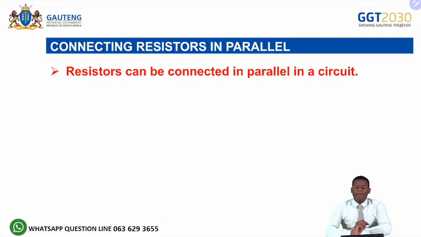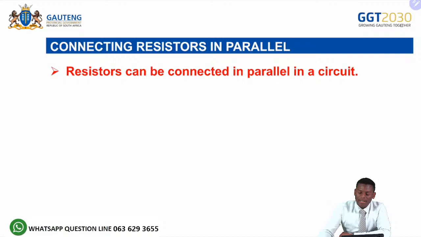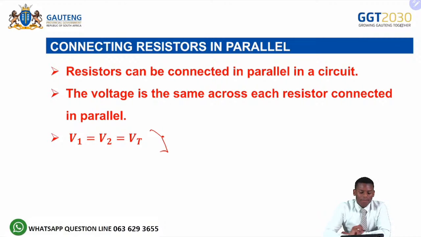Resistors can be connected in parallel in a circuit. Like I've mentioned on our previous diagram, bulbs can also act as resistors, and look at them here. They are connected in parallel. Also, the voltage is the same across each resistor connected in parallel, like we have mentioned. And there is our formula, or our example, saying voltage 1 equals V2, and it all equals the total voltage.